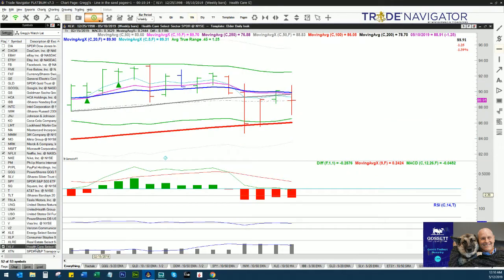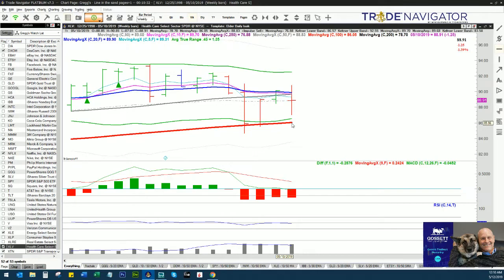Healthcare. If there was a good trade on the daily and I turned to the weekly on healthcare, can I find anything positive there? No, I cannot. It tested all the major moving averages to the upside, was not able to hold above them, closed below them.